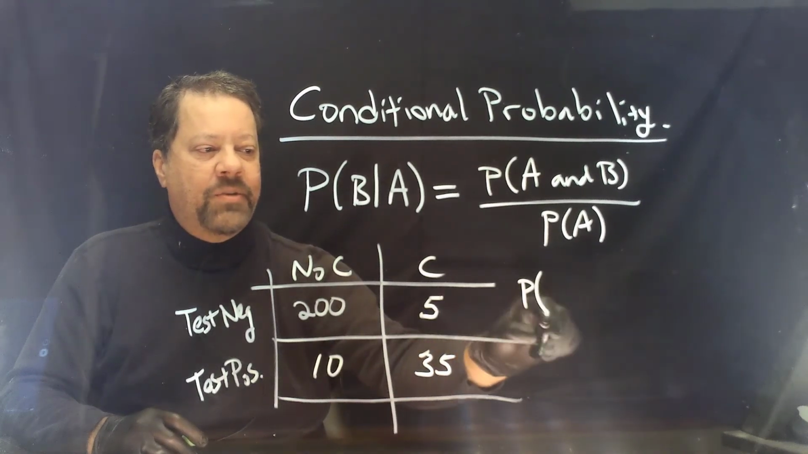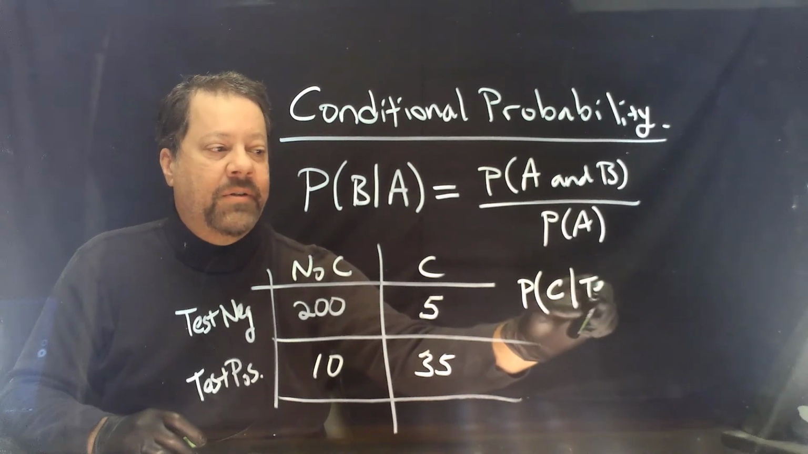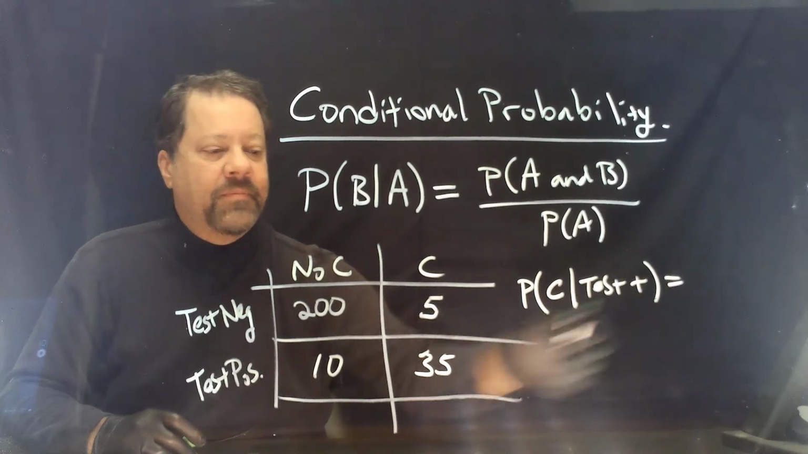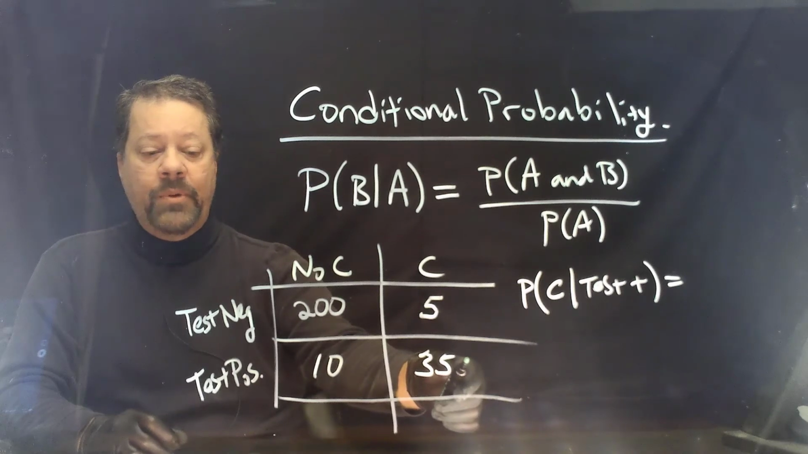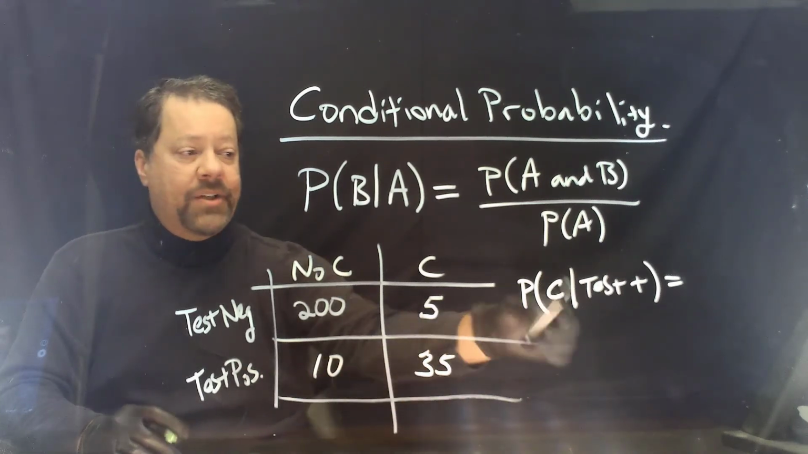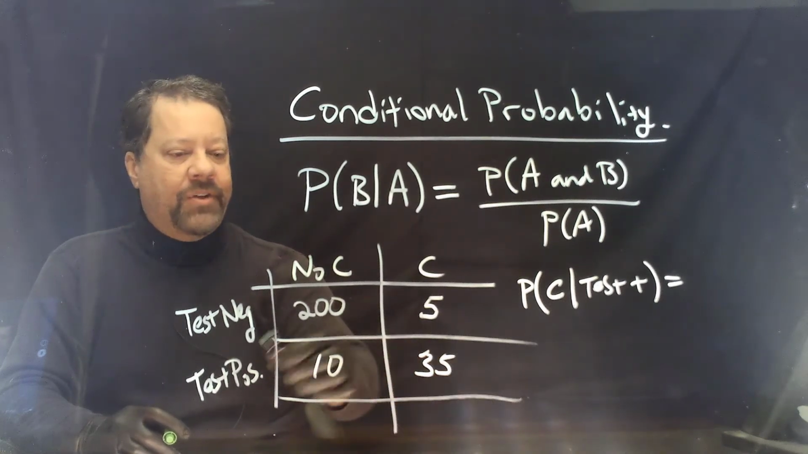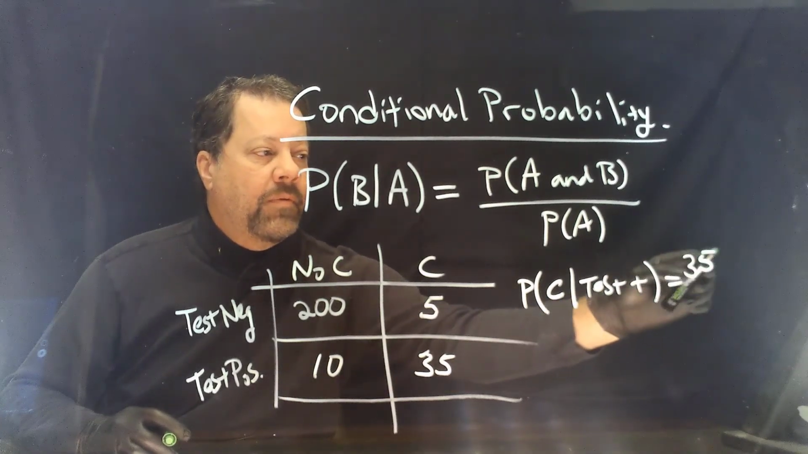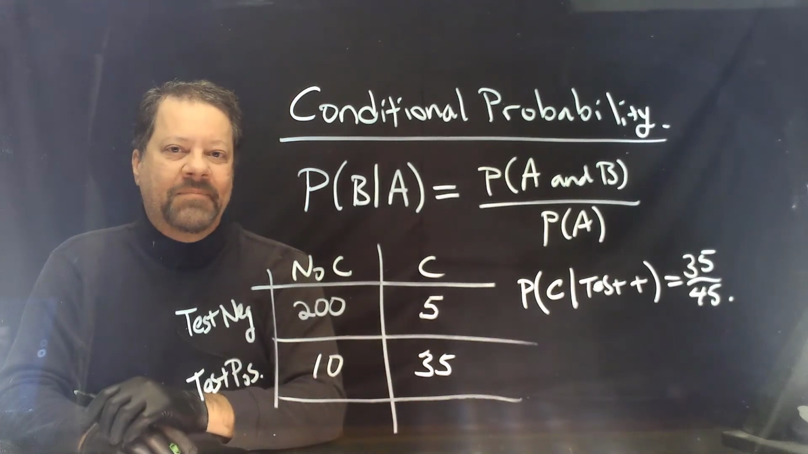Let's find the conditional probability that you actually have cancer given that you test positive. There are only 45 individuals in the group who tested positive. So the conditional probability that you actually have cancer, 35 out of the total number who tested positive, 45, should give you that conditional probability.